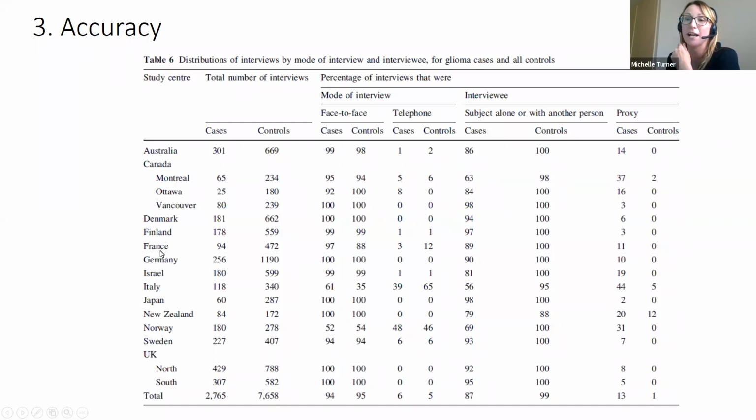So when we think of accuracy and we think of similarity of collecting exposure information between cases and controls, do you think that the information collected here from cases and controls is similar, or is it similar enough for the study to be valid? And of course, you can do analysis excluding proxy respondents as well. But just something to think about, and every endpoint is very different.